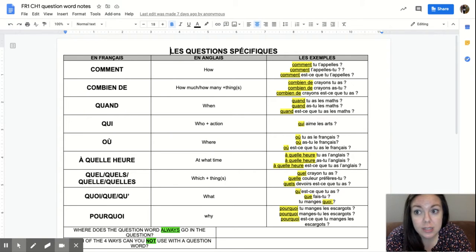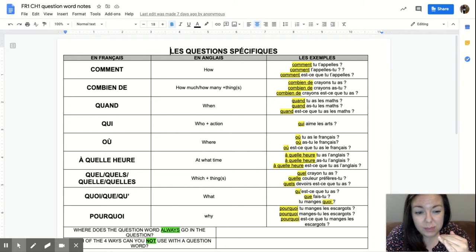So these are questions that are not yes or no questions, but they have a specific answer. So they are going to include what we would call question words, okay? So we're going to go through these question words, the meaning in English, and then I've given you an example of how to use each of those question words with inversion, inflection, and est-ce que.